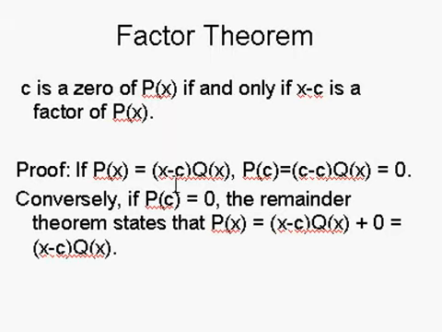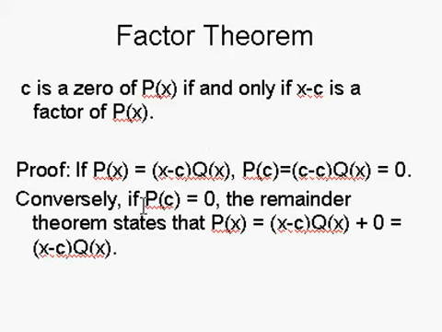One way is really easy. If x minus c is a factor, that means p of x is x minus c times some quotient q of x with no remainder. And if you plug c into that, you're going to get 0, because if x minus c is a factor, then you're going to have 0 times something, which is going to be equal to 0.